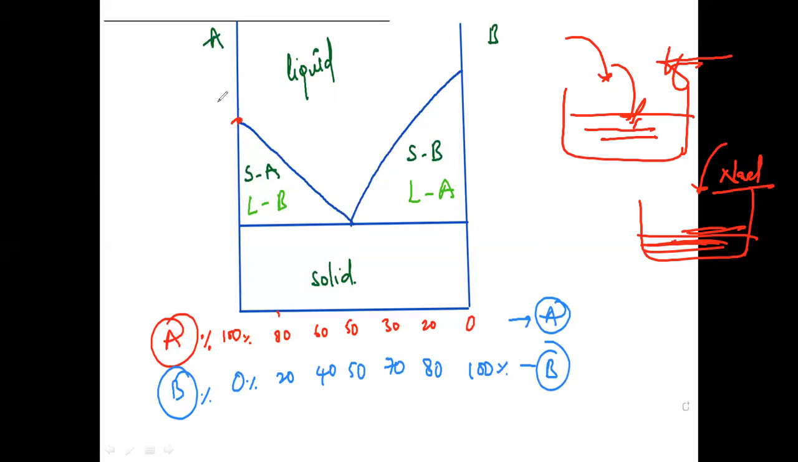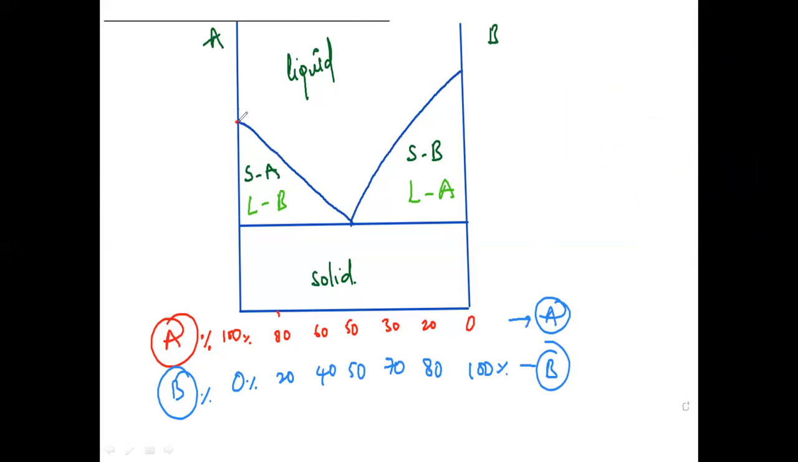That is, when you are adding something to a solvent, the freezing point of the solvent decreases like this. So here at this particular region, now you are adding something, so the freezing point is decreasing like this. So you must understand here.